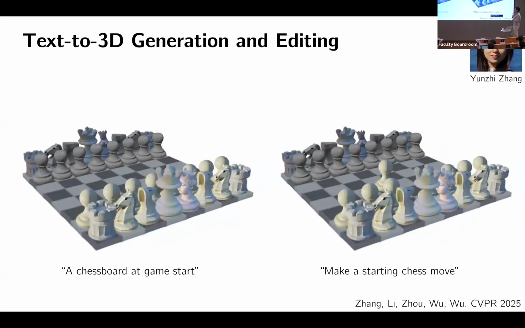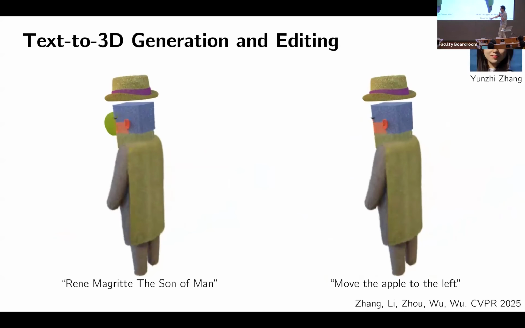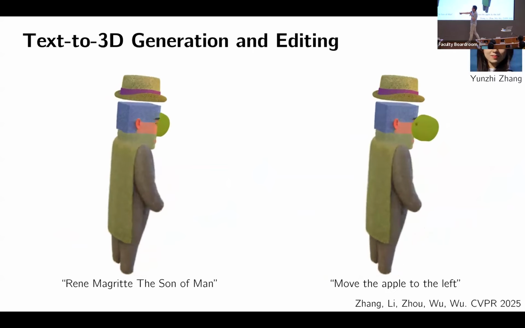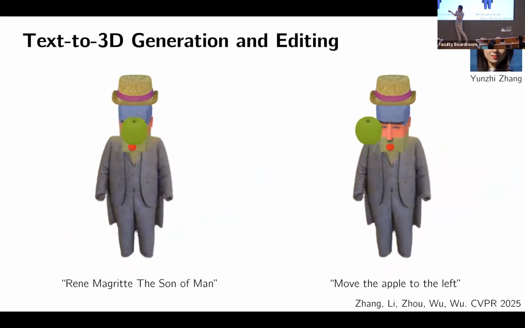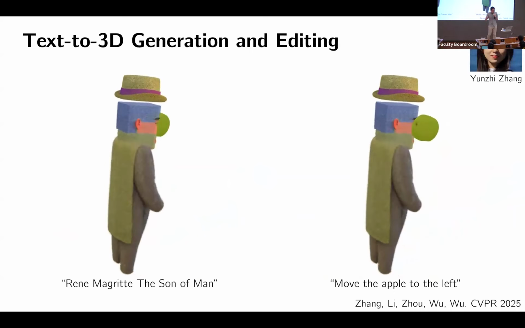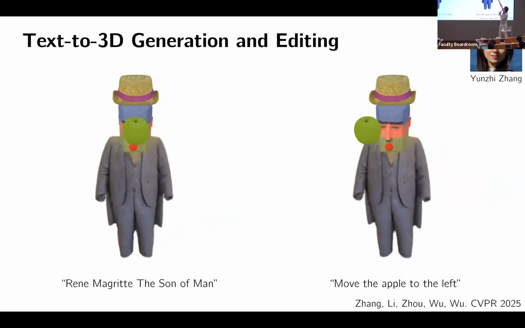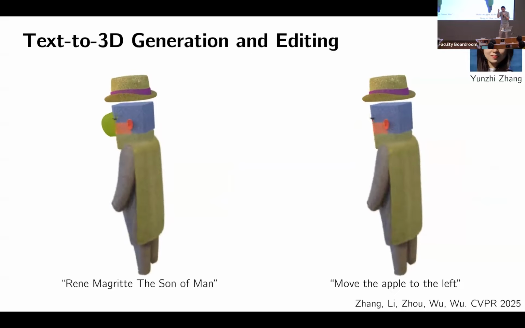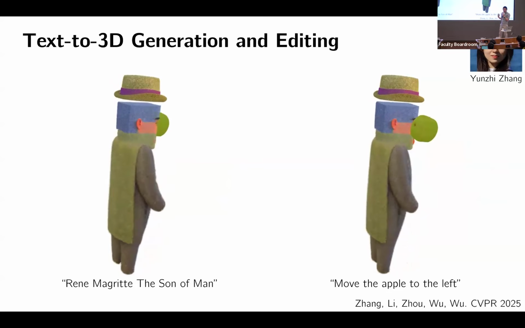And other examples, for example, we have a famous painting, right, the Son of Man. I can type in, say, generate this thing in 3D. I can actually get a 3D version of a painting, and I can edit it. I can say, move the apple to the left, right? So everything else is the same, but the extrinsics, the pose of the apple, has been changed.